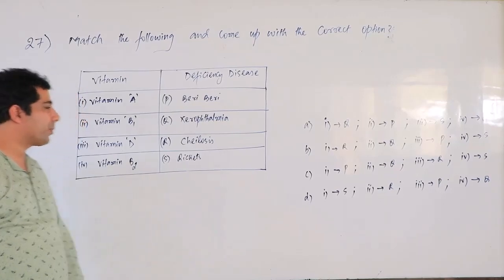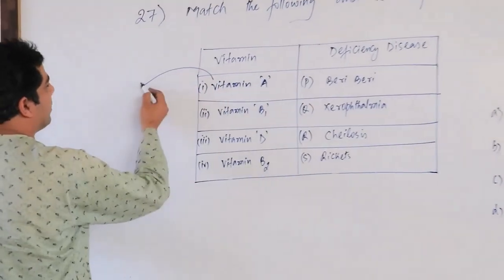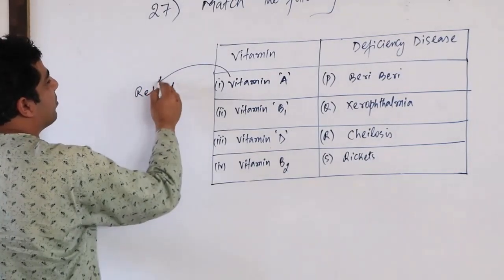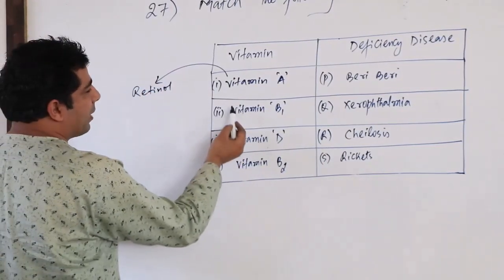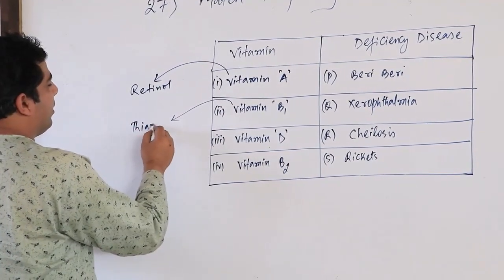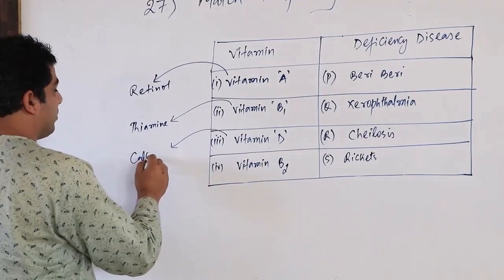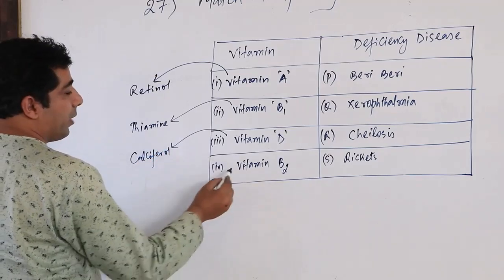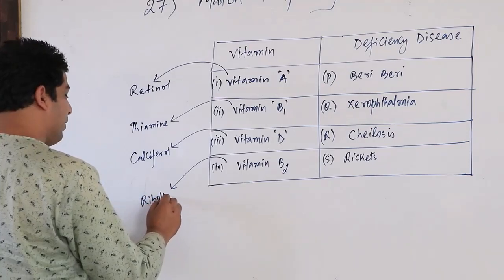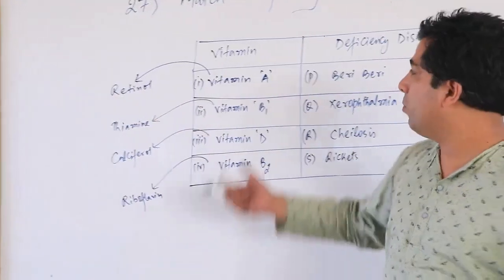Have a look. If we look at vitamin A, my dear friends, vitamin A is known as retinol, and it's very important for vision, correct? And if we look at vitamin B1, it is basically thiamine. Vitamin D is calciferol, and vitamin B2 is riboflavin. So these are the trivial names of these particular vitamins.